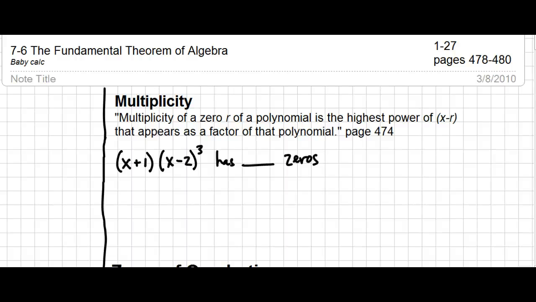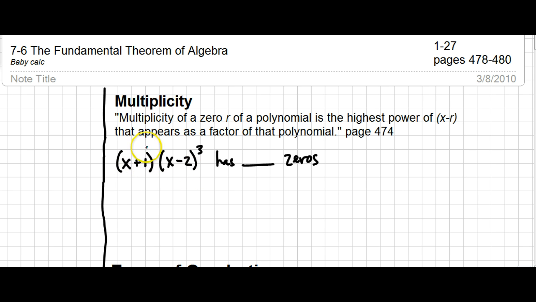This lesson is for FST, Lesson 7.6 on the fundamental theorem of algebra. The first topic is multiplicity. The multiplicity of a factor of a polynomial is the highest power that it can possess that appears as a factor of that polynomial. So let's look at our example here. It'll make more sense once we try it with some numbers.